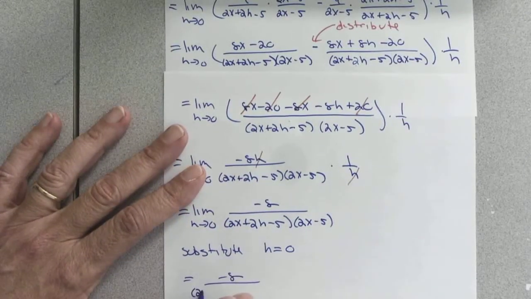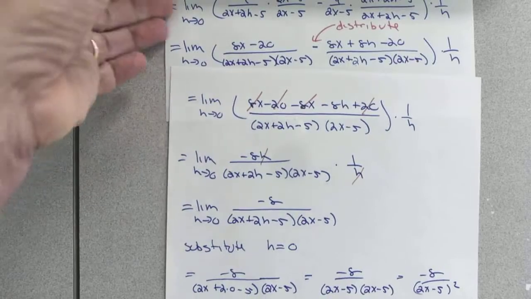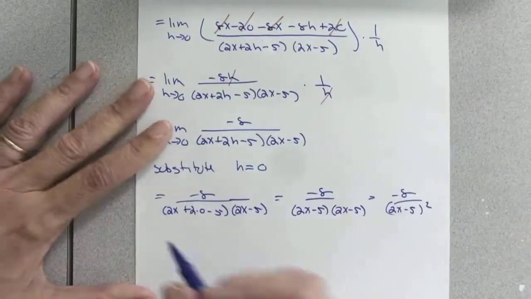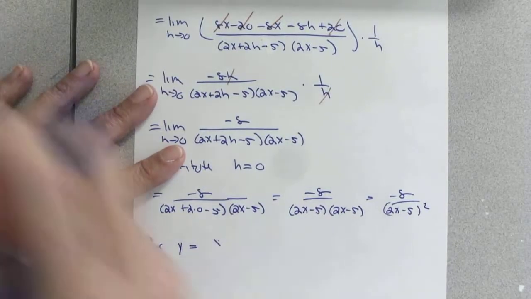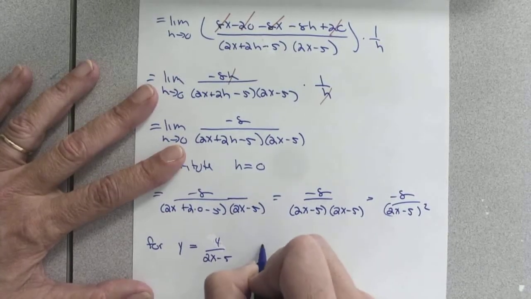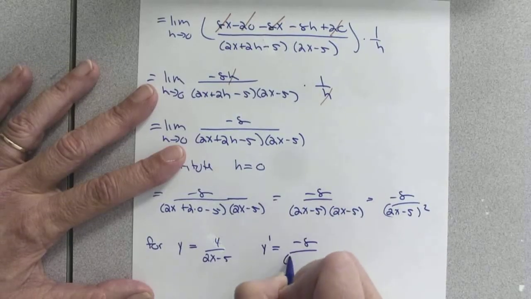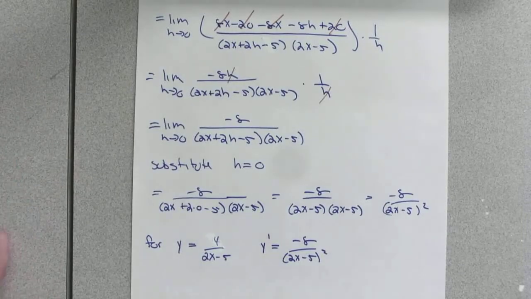And so we're going to get negative 8 over 2x plus 2 times 0 minus 5 times 2x minus 5, which is negative 8 over 2x minus 5 times 2x minus 5, or negative 8 over 2x minus 5 quantity squared. And so what we have just shown is for y equals 4 over 2x minus 5, y prime equals negative 8 over 2x minus 5 quantity squared. And that's where we will stop this video.